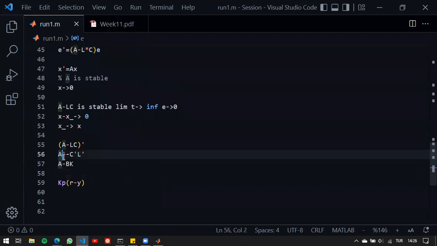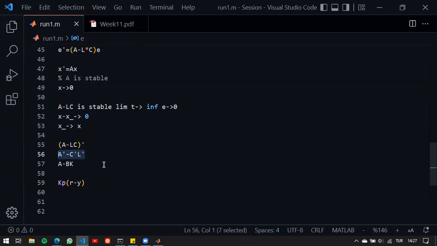We know what A transpose is. We know what C transpose is. We have A and B. We don't know what L should be. We don't know what K should be. But we know that both should be stable and their eigenvalues should be stable. And we want to know what L or K should look like. So you can basically treat this as a state feedback problem. And that's the beauty of the thing.